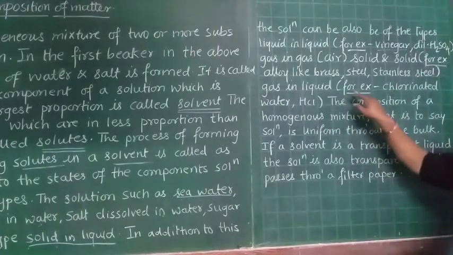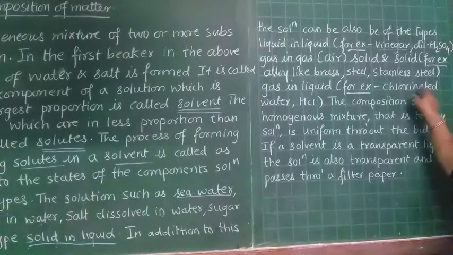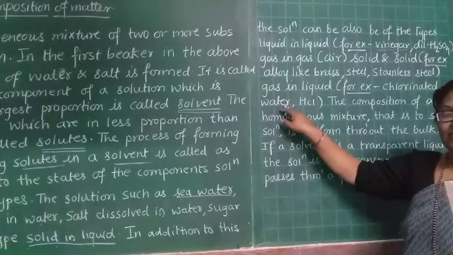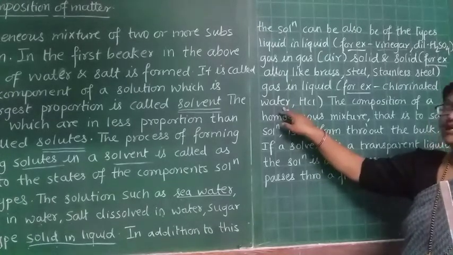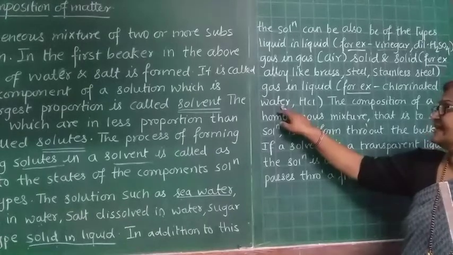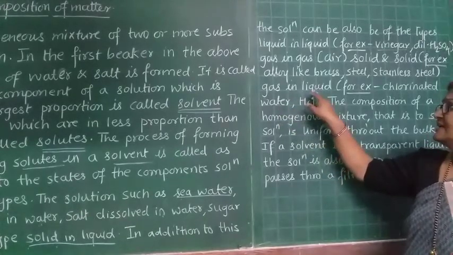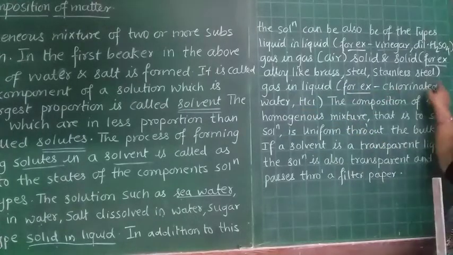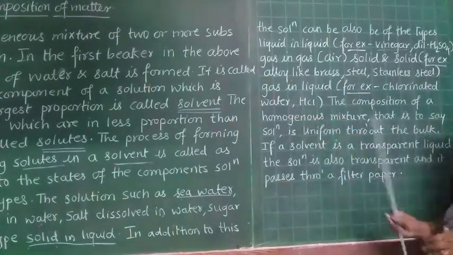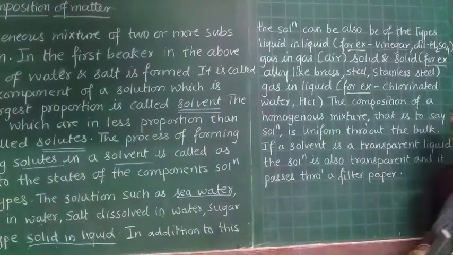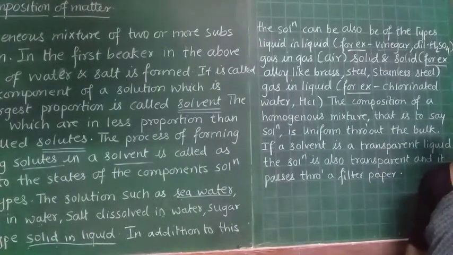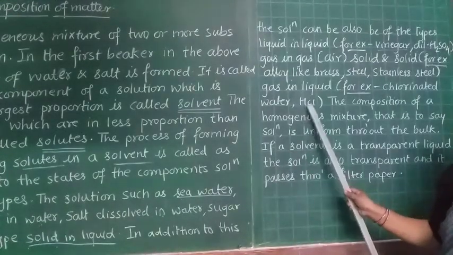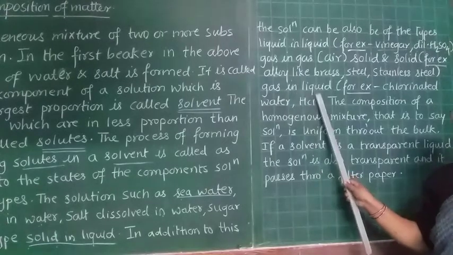Gas in liquid. For example, chlorinated water. That means here chlorine is in a gaseous state and water is in a liquid state. Therefore the gas is mixed in the water and the chlorinated water is prepared. Again HCl, the same: chlorine is a gas and hydrogen is a liquid. Therefore there is a preparation of HCl, that is nothing but gas in liquid.